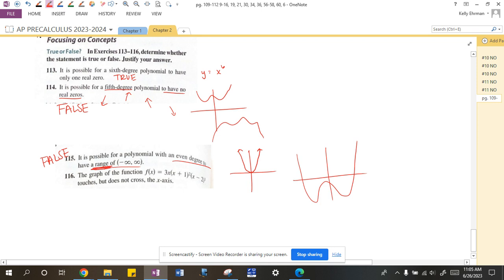Last one. The graph of a function f of x touches but does not cross the x-axis. That's false. We cross at the odd multiplicities there and there.